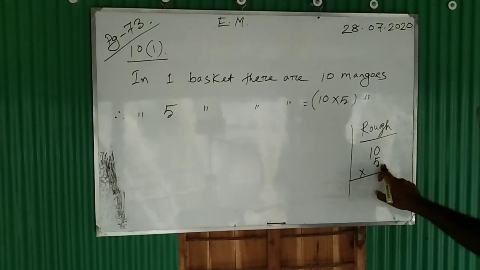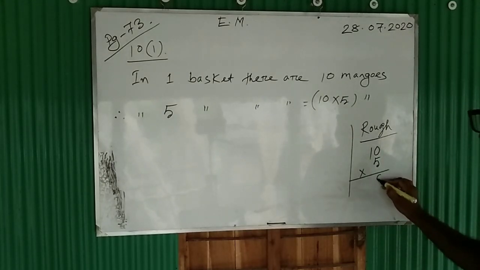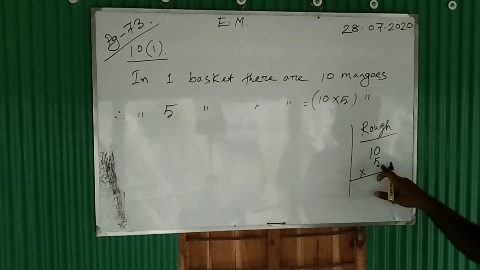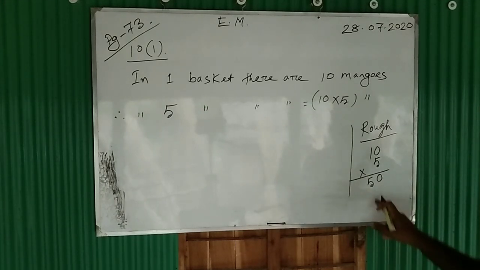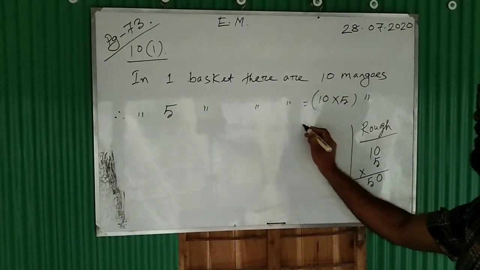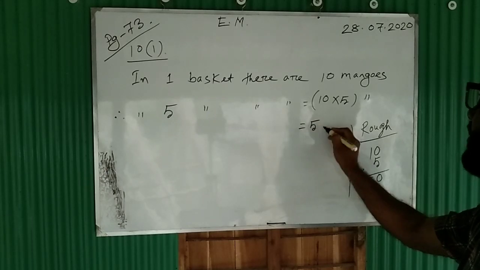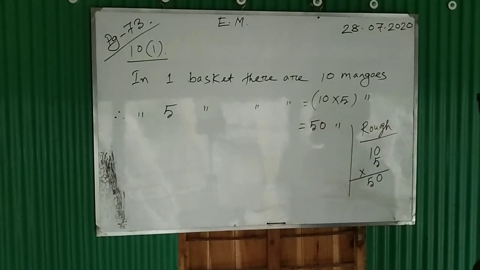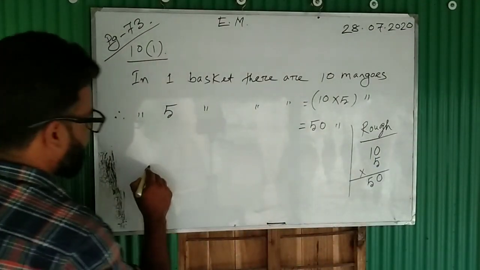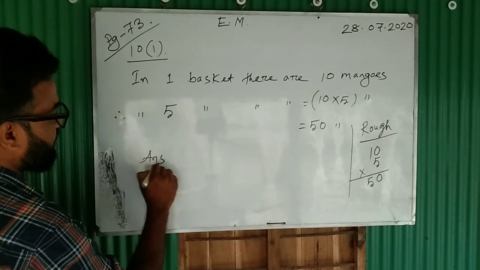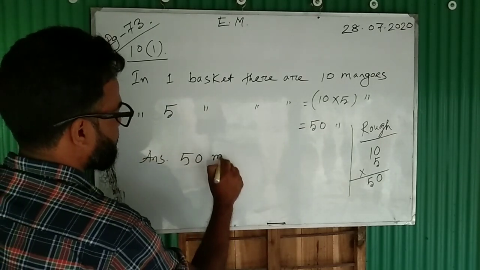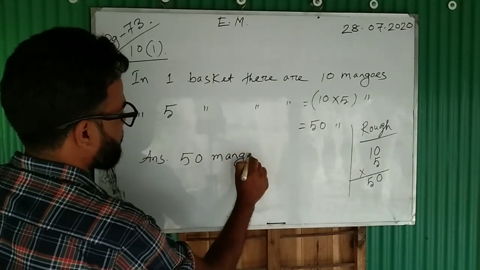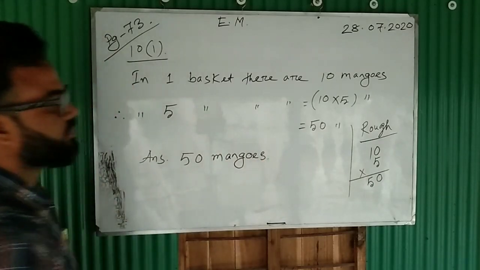Now timetable of 5. 5 zeros are 0. Then 5 ones are 5. We get 50. Give the equal sign. Write down 50 mangoes. And this is the result. Now we get the result. Answer: 50 mangoes. Done.